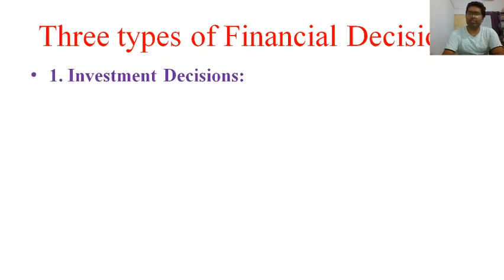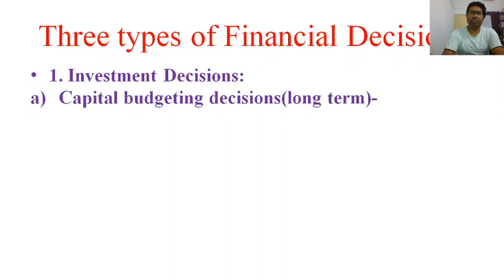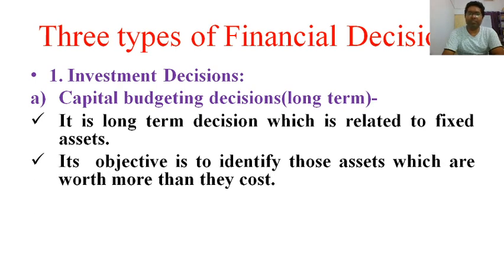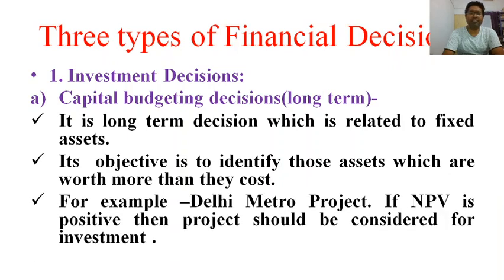First is investment decision. Under the first point, the first subpoint is capital budgeting decisions. It is a long-term decision which is related to fixed assets. Its objective is to identify those assets which are worth more than they cost. Let us take the example of the Delhi Metro project. If NPV, net present value, is positive, then the project should be considered for investment.